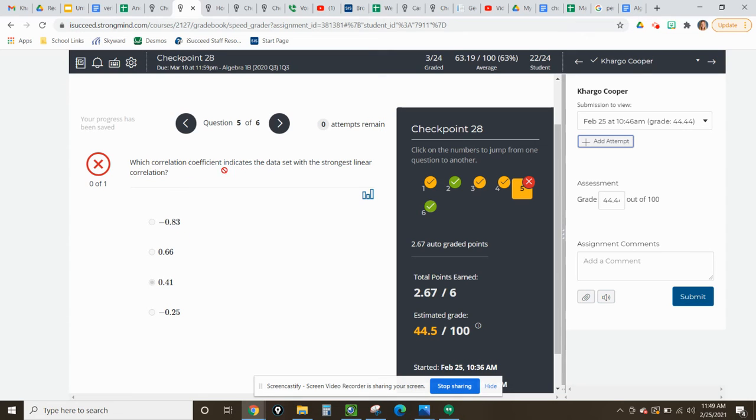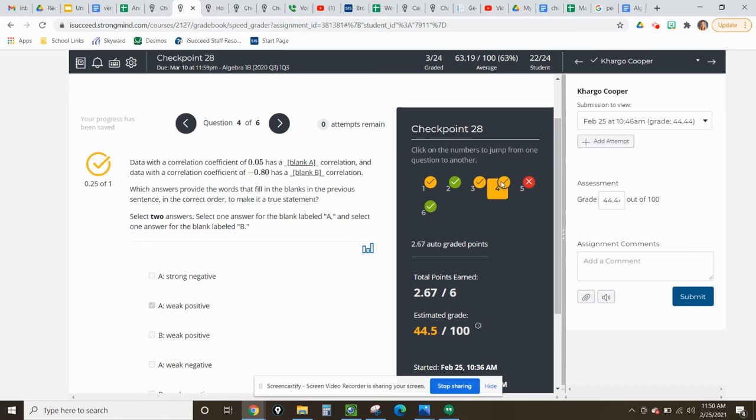So which correlation coefficient has the strongest linear correlation? We want the one that has the highest absolute value. So this is closer to negative 1 than this is to 1, or any of these are to 1 or negative 1. So that's what that one's talking about.